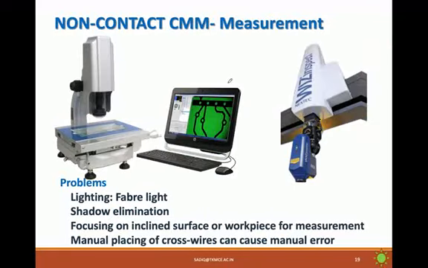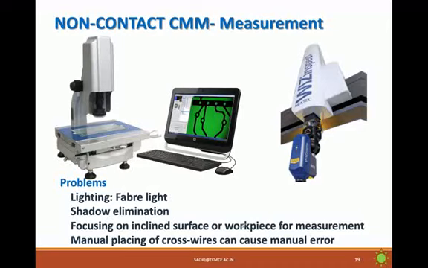Some features of non-contact CMM. In non-contact CMM, the image taken by the CCD will be displayed on a computer screen where you can place the cursors, and by suitable image processing you can get the dimension. Here the problems are, when we perform the measurement, the lighting should be good such that the shadow should be eliminated. Shadow should not happen in the image. If there is shadow in the image, that can lead to further wrong measurement.